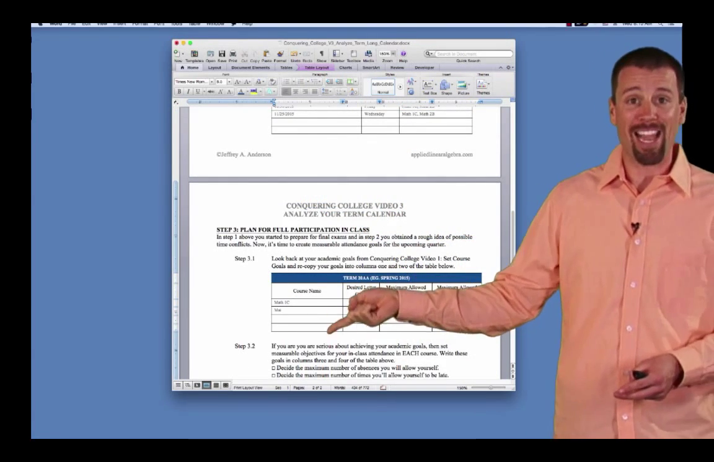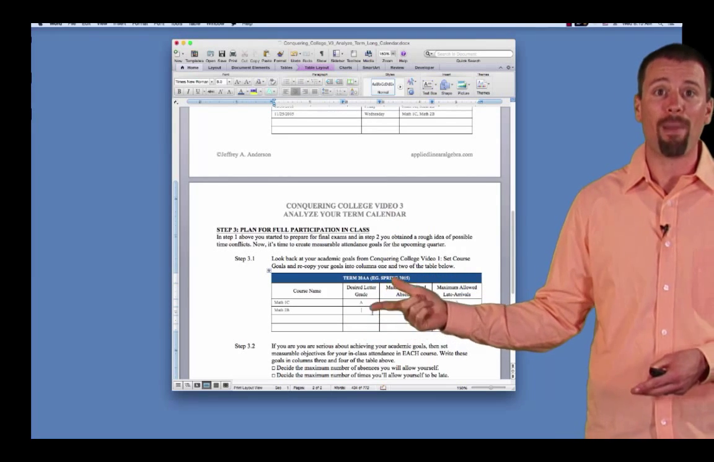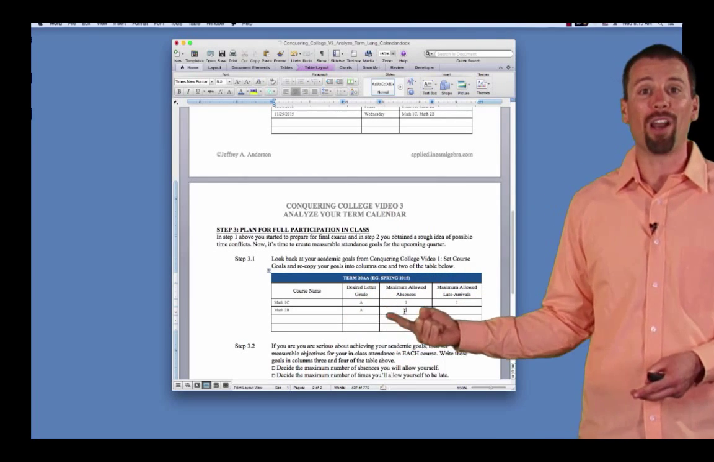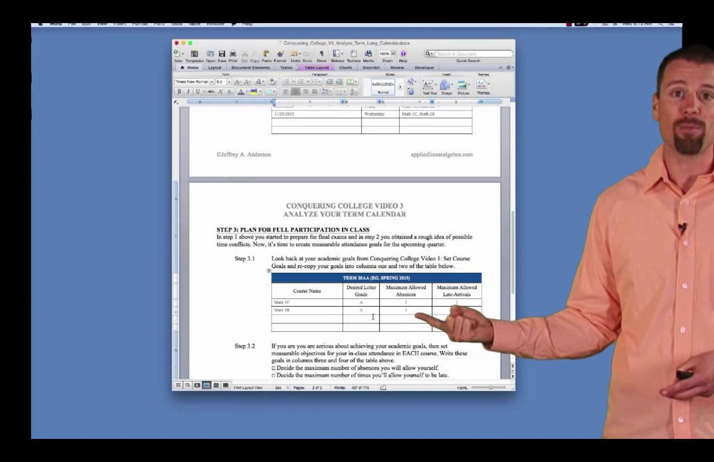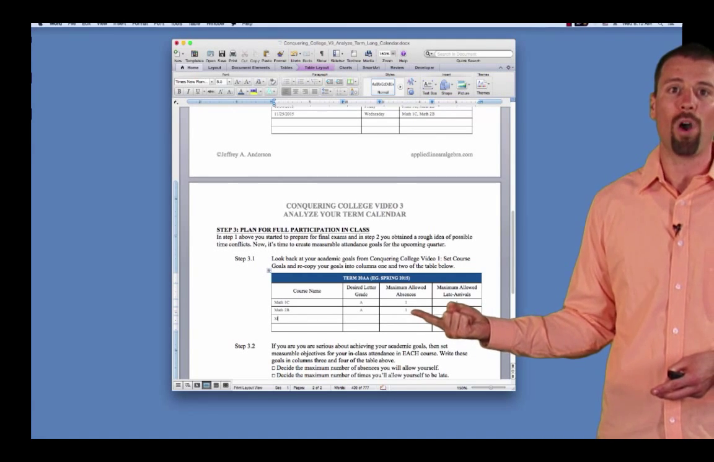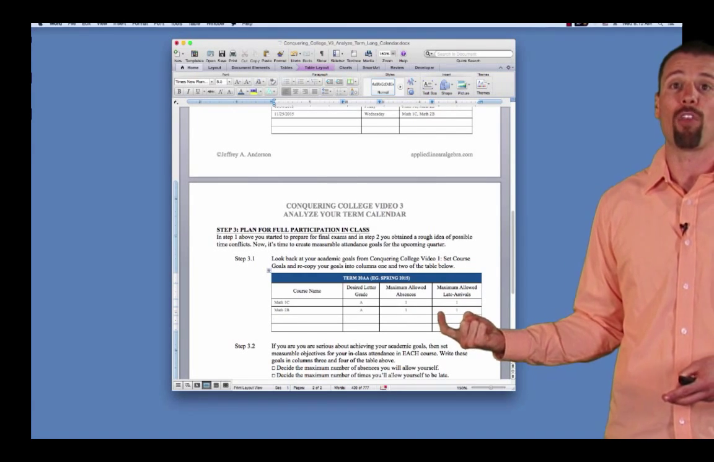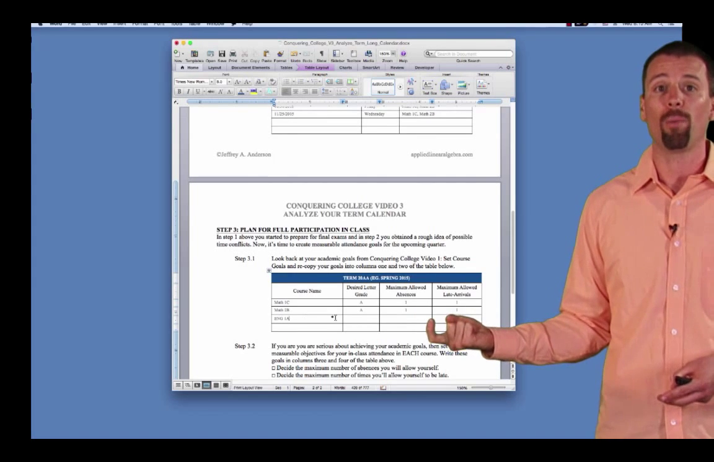And then the next thing, I'm going to write my other classes down, Math 2B, which happens on Fridays. I want an A in that class, so I know that the maximum number of days that I'm going to allow myself to miss is 1. Same thing is true for the maximum number of days that I allow myself to show up late.